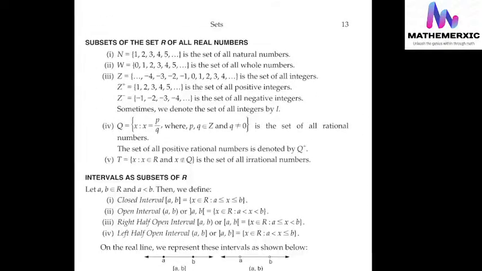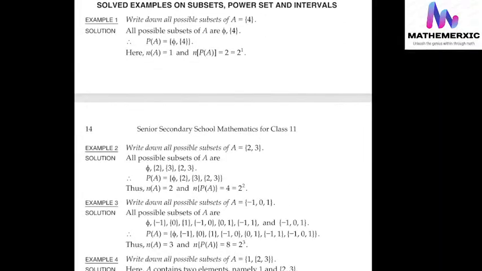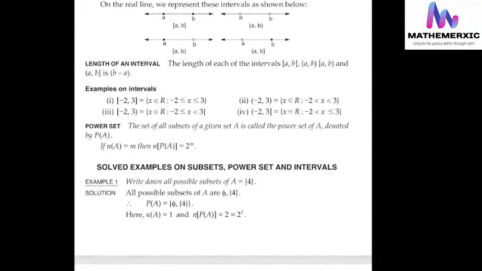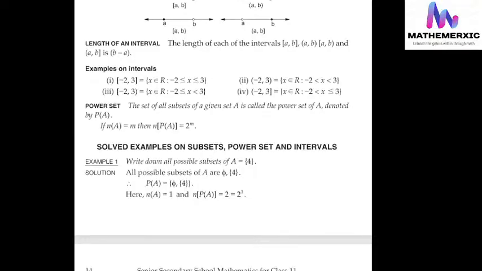So, the standard sets: R is the set of real numbers, N is the set of natural numbers, W is the set of whole numbers, Z is the set of integers, Z plus is the positive integers, Z minus is the negative integers, Q is the set of rational numbers, and T is the set of all irrational numbers. As we've seen earlier, we'll just review it.